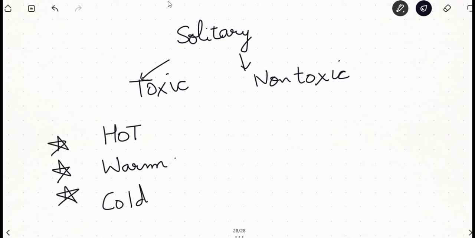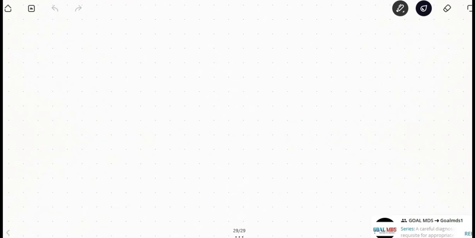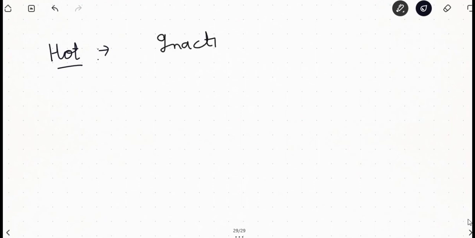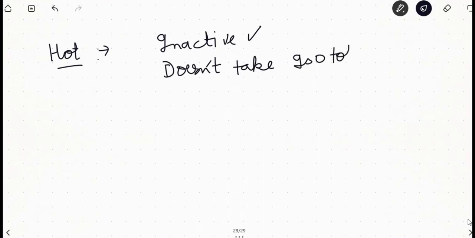These three are based on the radioisotope study. The hot nodule is an autonomous toxic nodule. It suppresses the surrounding thyroid tissue, so the surrounding tissue is inactive and does not take up isotope. It is an overactive nodule.